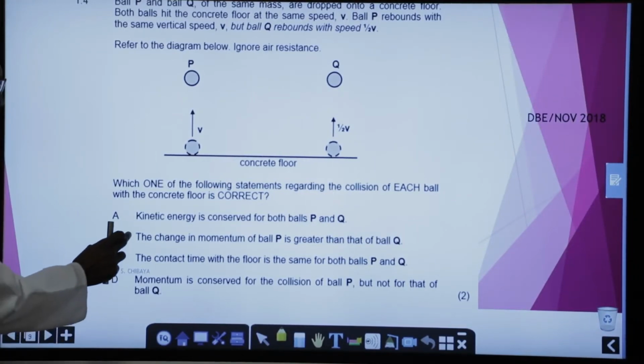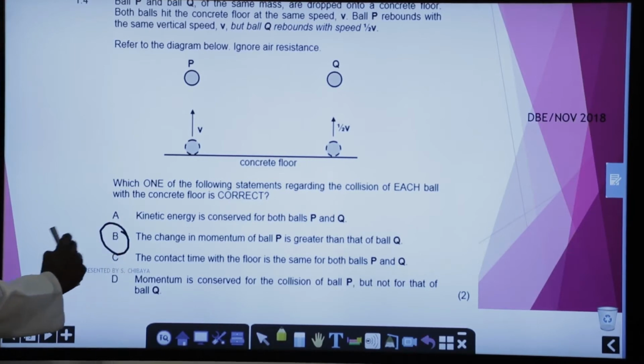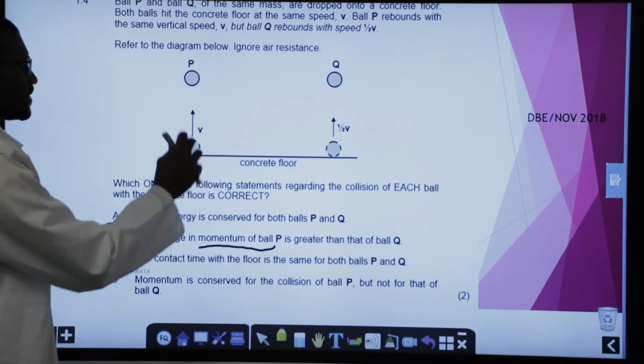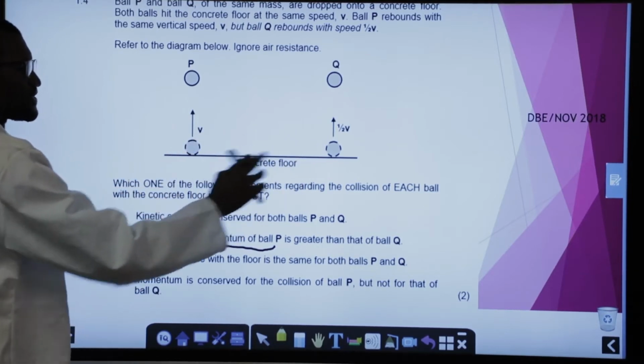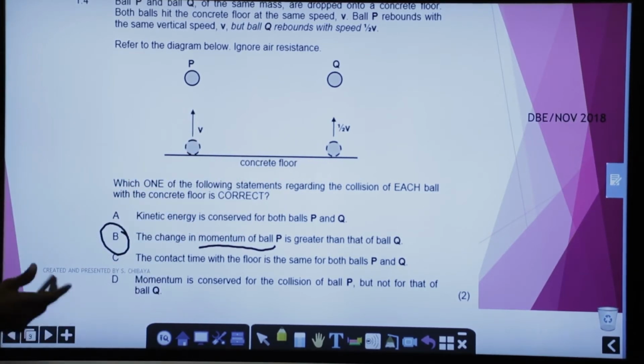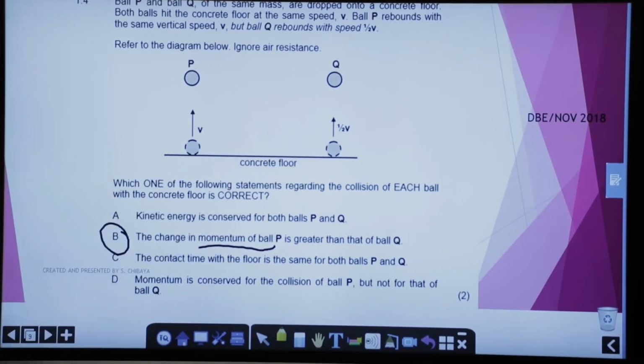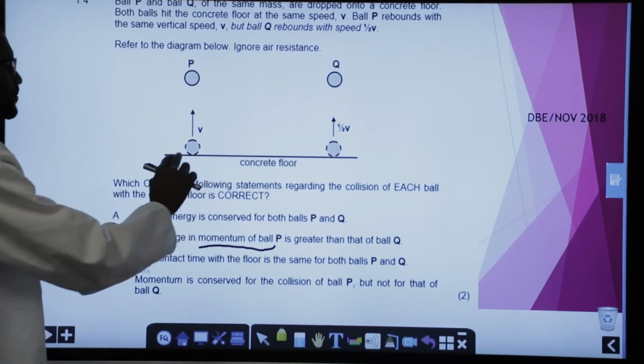Did you say the answer is B? Yes, you're right. The change in momentum of ball P. Remember, these two balls are not colliding with each other. If they were colliding with each other, the change in momentum would have been the same in an isolated system. But in this instance, they are colliding with the floor.